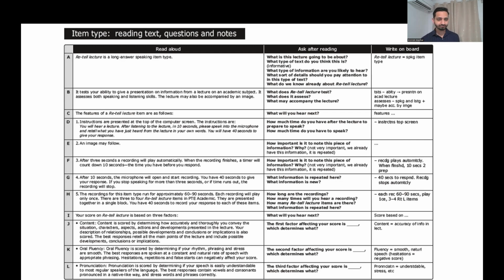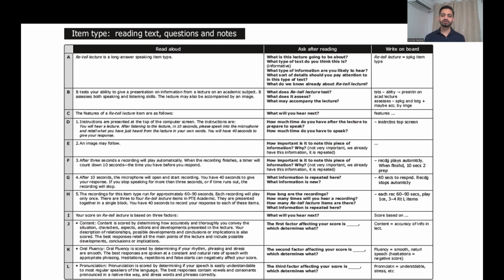Number 5. The recording for this item type runs for approximately 60 to 90 seconds. Now, this is new information, so we may be able to write that. Each recording will play only once. There are 3 to 4 Retell lecture items in PT Academic. They are presented together in a single block. You have 40 seconds to record your response to each of these items.